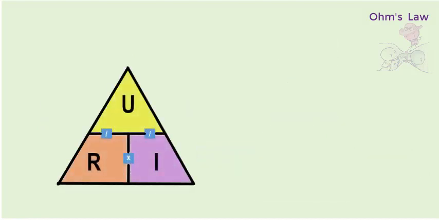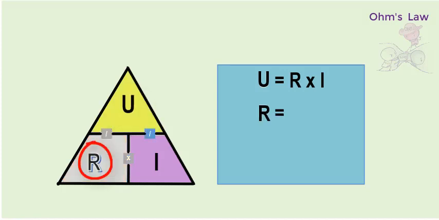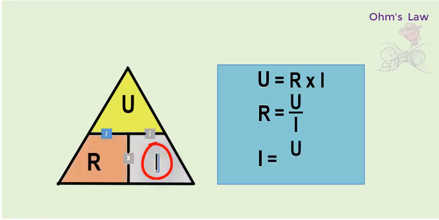Here is a graphic representation of Ohm's law. This is how this representation calculates one of these three values. To calculate the voltage U, the resistance R is multiplied by the intensity I. To calculate the resistance R, the voltage U is divided by the intensity I. To calculate the intensity I, the voltage U is divided by the resistance R.